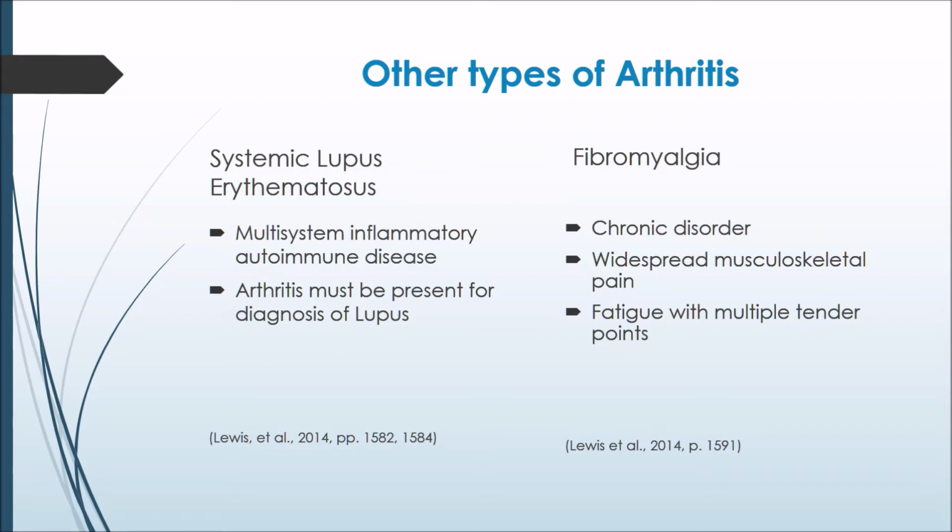Systemic lupus erythematosus is a multisystem inflammatory autoimmune disease. Arthritis must be present for the diagnosis of lupus, and it needs to involve 2 or more joints characterized by tenderness, swelling, and effusion. Fibromyalgia is a chronic disorder characterized by widespread musculoskeletal pain and fatigue with multiple tender points.